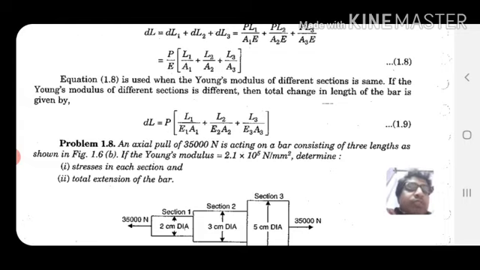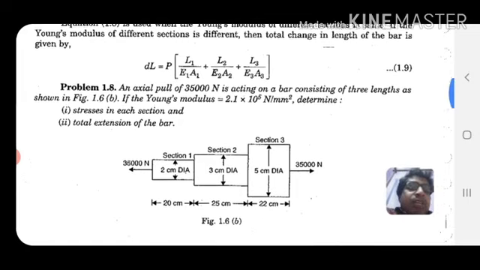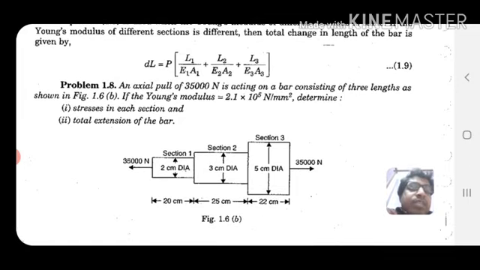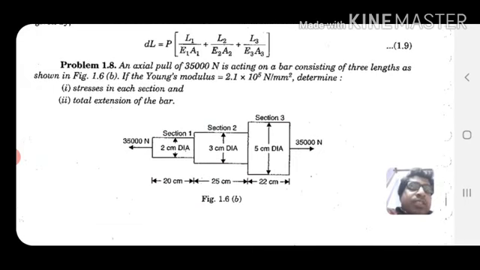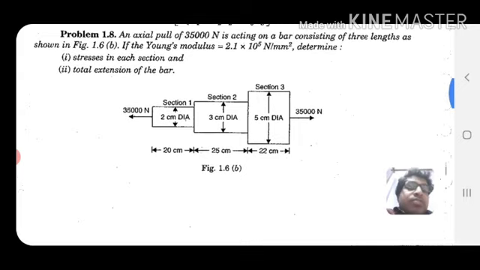Here is one problem. An axial pull of 35,000 Newton is acting on a bar consisting of 3 lengths shown here. If the Young's modulus is equal to 2.1 into 10 to the power 5, determine the stresses in each section and the total extension of the bar. So this is the 35,000 Newton load, section 1 is 2 centimeter diameter, section 2 is 3 centimeter diameter, and another is 35,000 Newton, section 3 is 5 centimeter diameter.